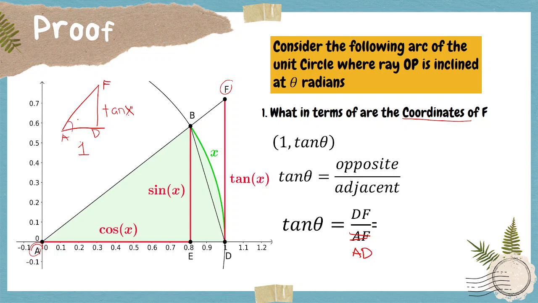Right? Now, if there is the angle here, opposite over adjacent, that is, if we write it in terms of coordinates, the answer is DF over AD. But since AD is equal to 1, if we write tangent theta in terms of its coordinates, the answer would become DF.